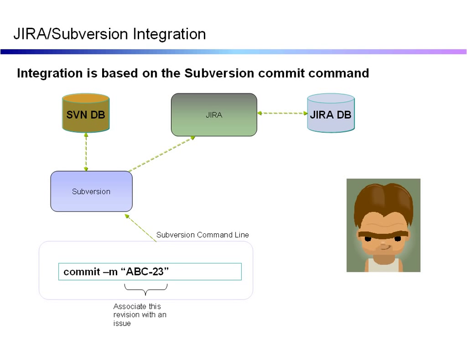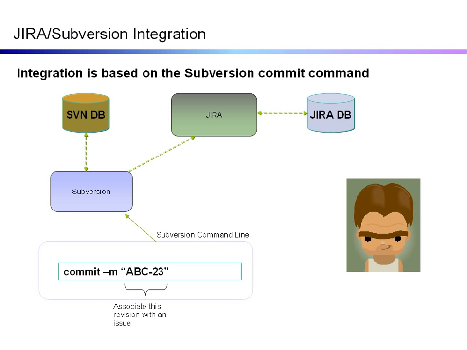Let's take a look at Bob's environment. Bob is using the Subversion command line client, so when he wants to place changes into the Subversion database, he uses the commit command. You can see down below that he's putting some extra text on that commit command, ABC23. ABC23 is an issue number in the Jira database. And so that's how the integration works between Jira and Subversion.